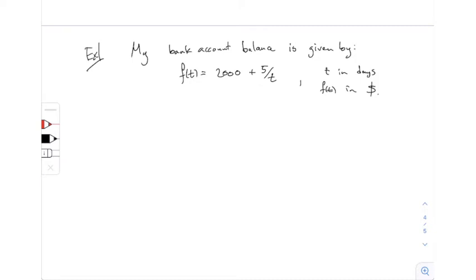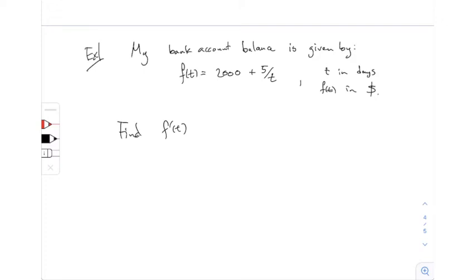So let's find f prime of t. This is another function. What will this function mean? Can anyone describe, in words, what's the meaning of this other function? The first function means how much money I have on day t. What would this other function mean? Yeah, what do you think? How much it's changing by?